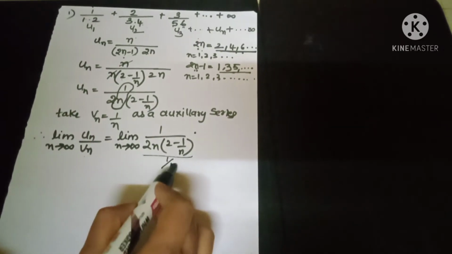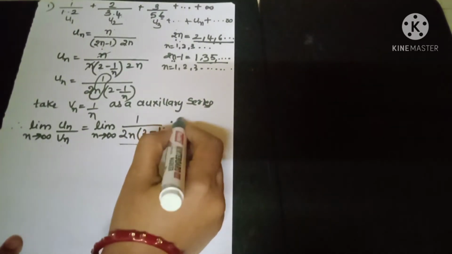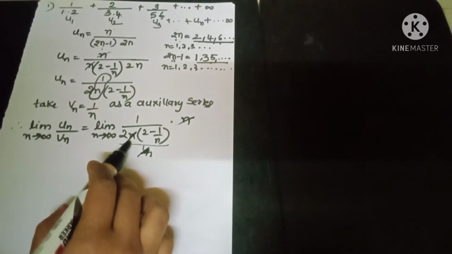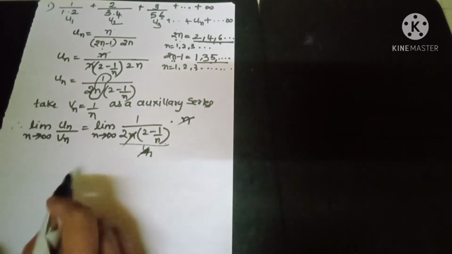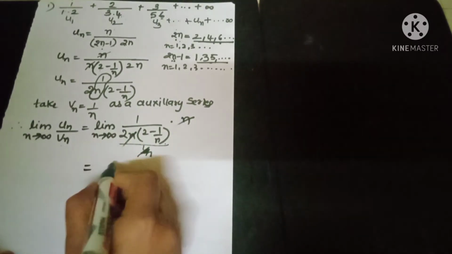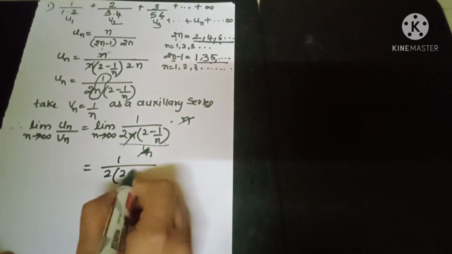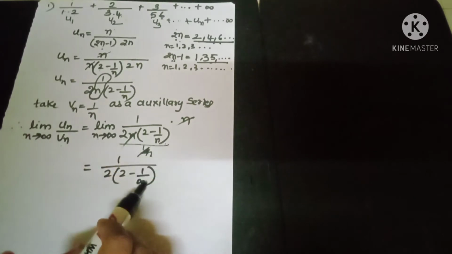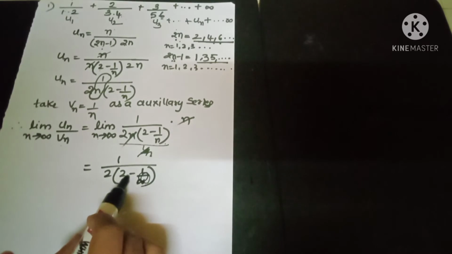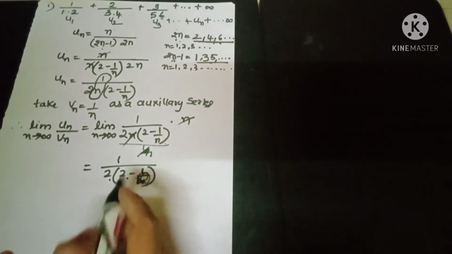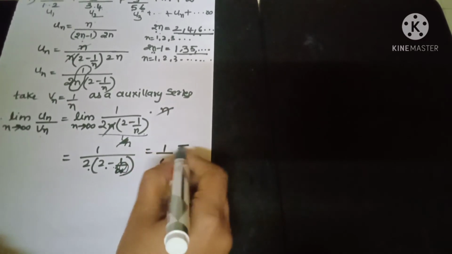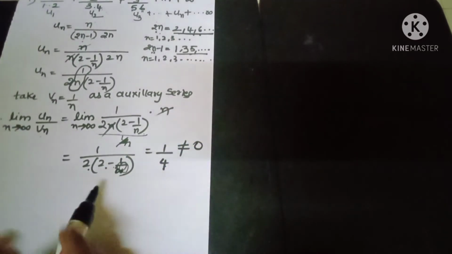This is upon 1 by n. This goes to the numerator and becomes n. So n gets cancelled with the denominator n and we are left with 1 by 2 into 2 minus 1 by n. After applying the limit, we get 2 by 2 minus 1 over infinity. N tends to infinity, if you apply, then 1 over infinity is 0. 2 minus 0 is 2. 2 2s are 4. So what we get is 1 by 4. 1 by 4 is clearly finite and it is not equal to 0.